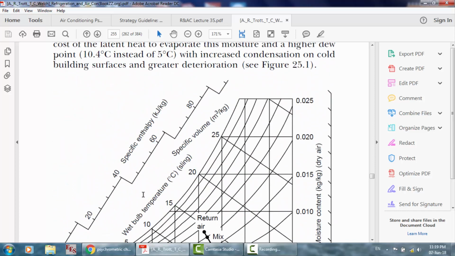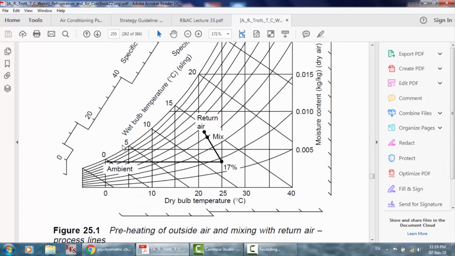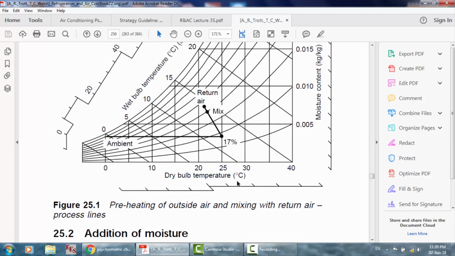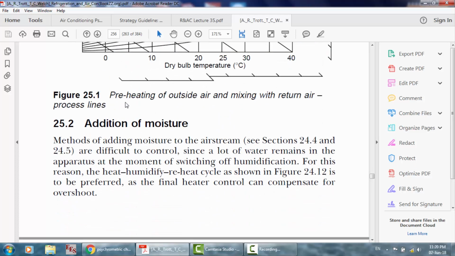Also here you can see that we have the ambient temperature of the air. It is very cold, and here is the return air, and you can make a mixture to get the required high temperature. So here is the preheating of the outside air and mixing with return air process lines.